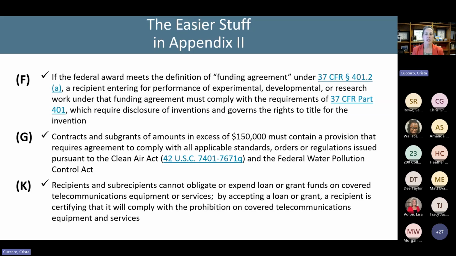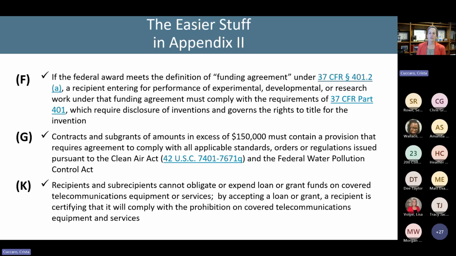Subsection G: contracts and subcontracts in excess of $150,000, so $150,000 or more, have to contain a provision that requires the agreement to comply with applicable standards, orders, or regulations issued pursuant to the Clean Air Act and the Federal Water Pollution Control Act. So it's just a contract clause requiring the grantee or the contractor to comply with those provisions.